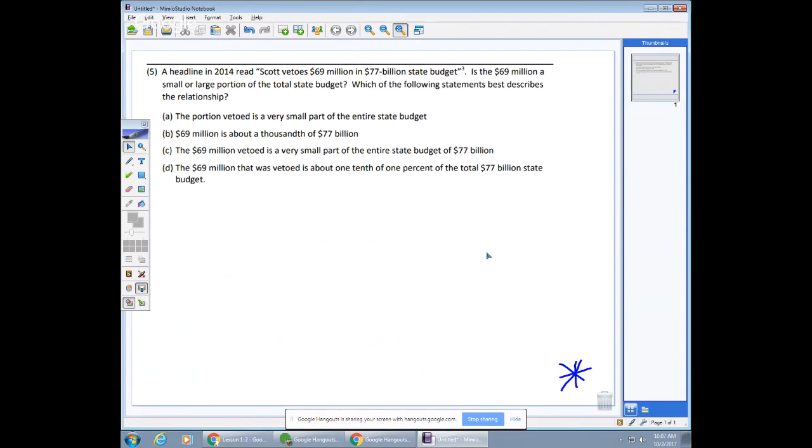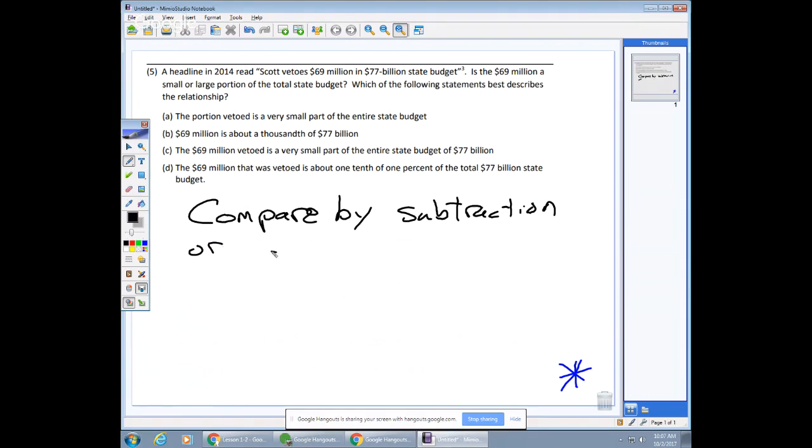Whenever we do a comparison in math and life outside of math, it's usually either a division comparison or a subtraction comparison. That's generally the way we compare two numbers. So compare by subtraction or division. And sometimes we use a combination of subtraction and division. It just depends, like ideas of percent increase versus the amount of increase.